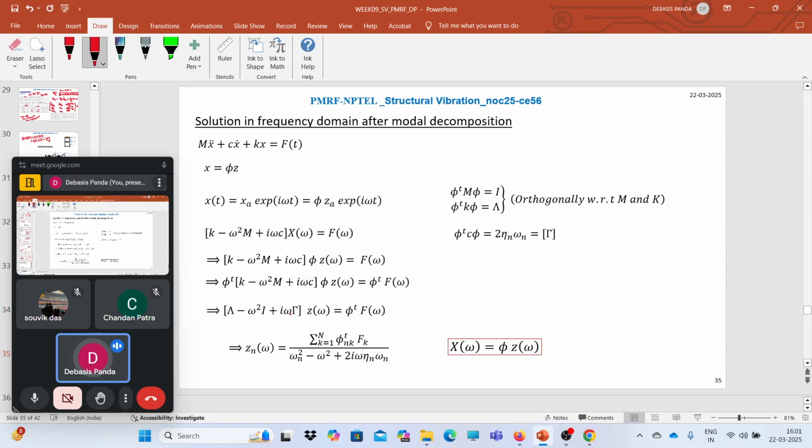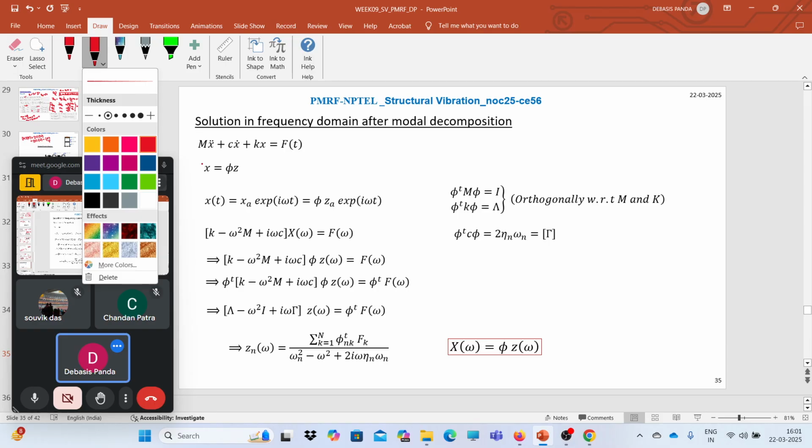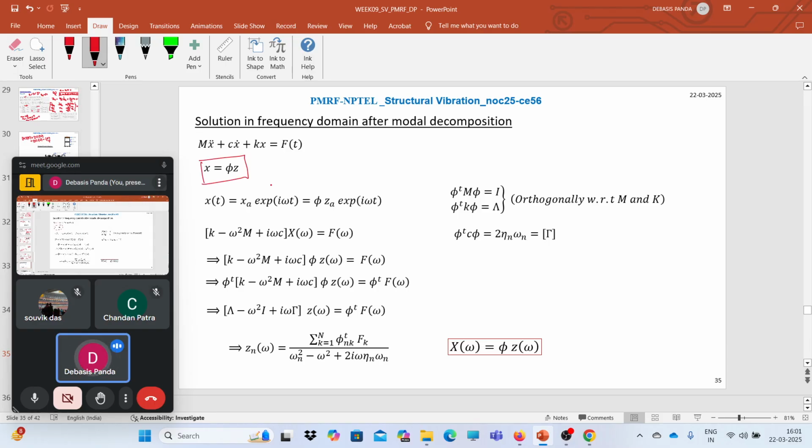So here we can see again we have a similar kind of transformation relation. X, the physical response, is nothing but Φ times Z. Now we have some orthogonality properties of the matrices, like we have already discussed: Φ transpose M Φ, with the big Φ, the modal matrices, not the mode shapes, is equal to I.